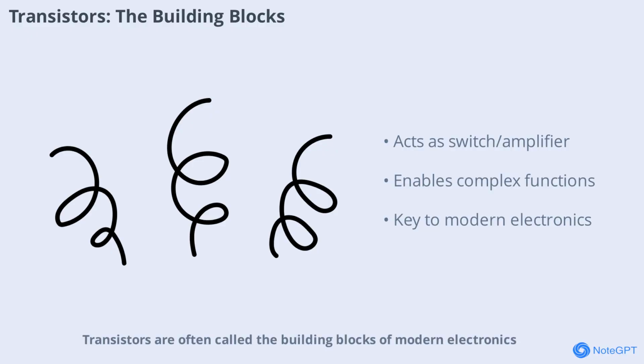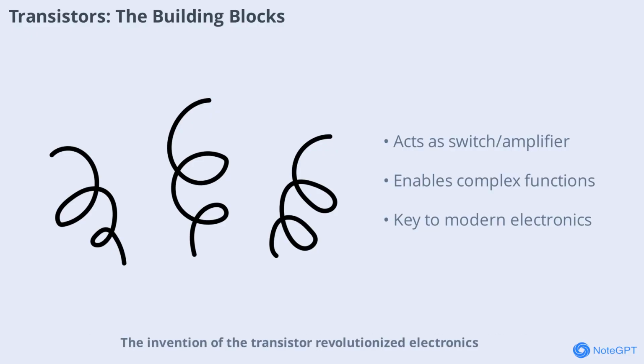Transistors are often called the building blocks of modern electronics. They act as switches or amplifiers, controlling the flow of current in a circuit. By using transistors, designers can create complex functions like amplification, logic operations, and signal processing. The invention of the transistor revolutionized electronics, making it possible to build smaller, faster, and more reliable devices. Mastering how to use transistors is a major milestone in learning circuit design.